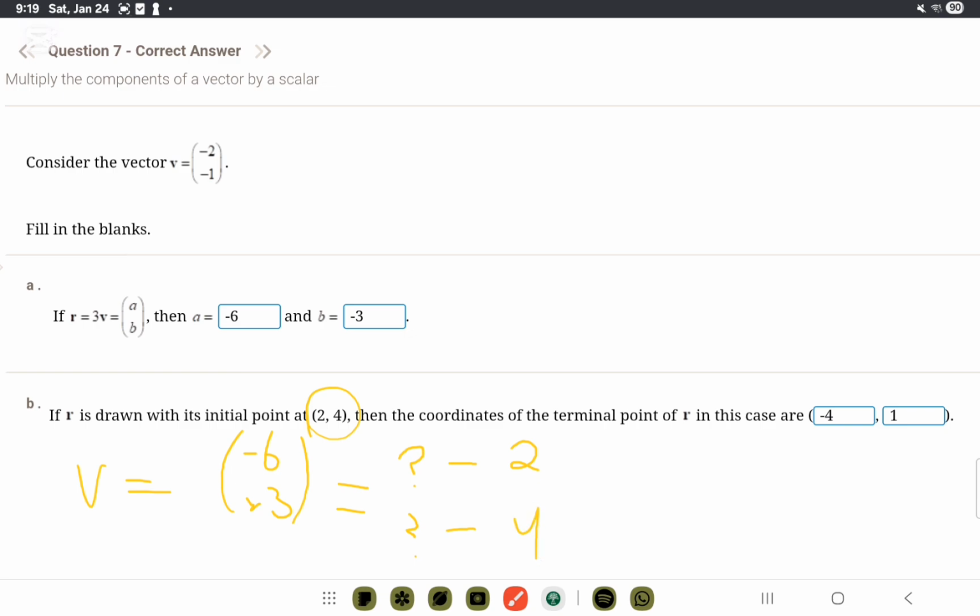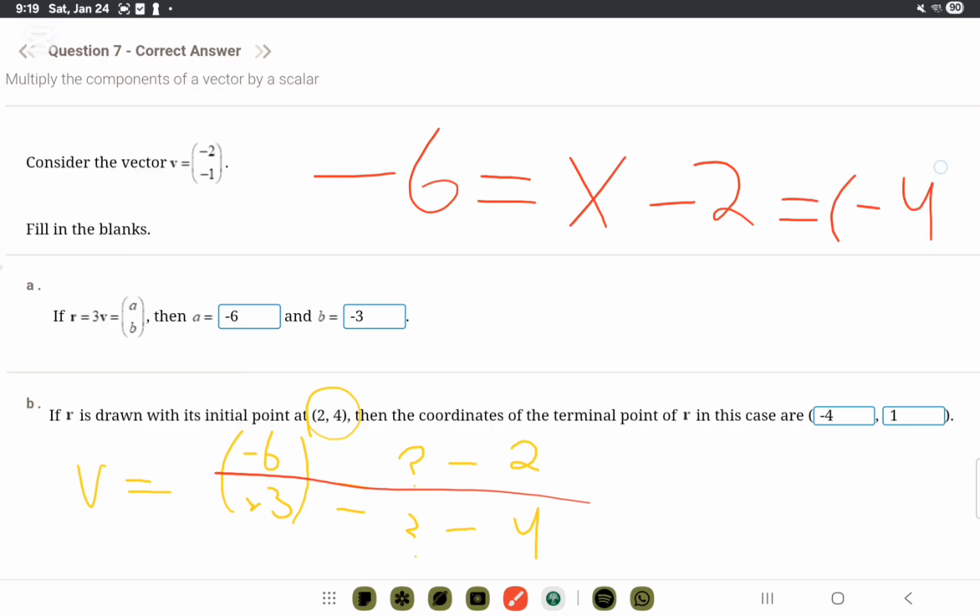Okay, so now break this up into two different equations. Okay, so you're going to get minus 6 is equal to x minus 2. So okay, minus 6 is equal to x minus 2, so you get negative 4. Okay, now same thing here. Okay, so it's going to be minus 3 equals to x.